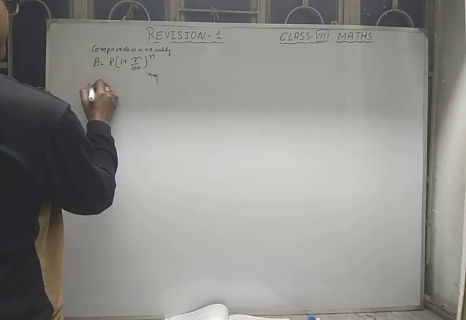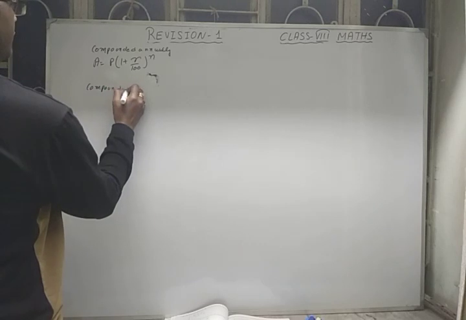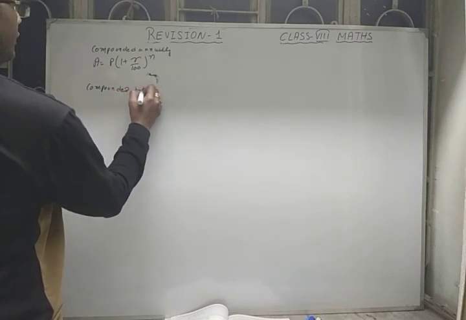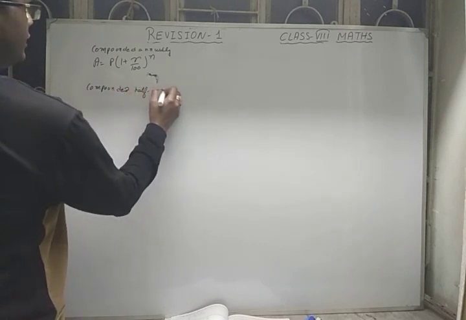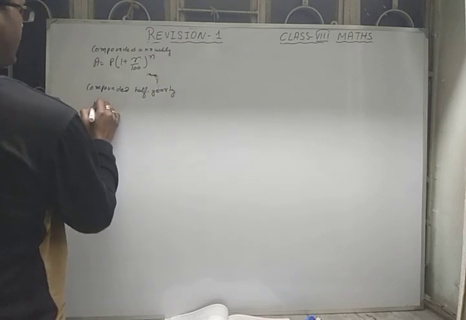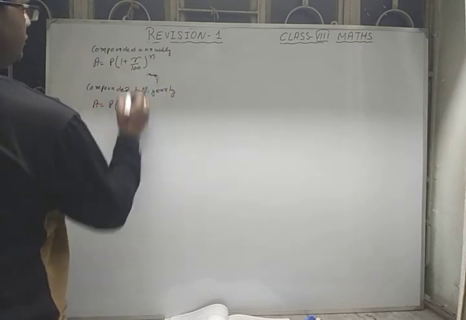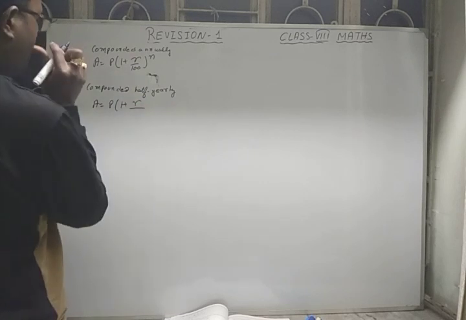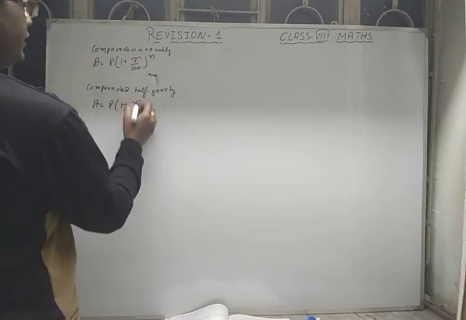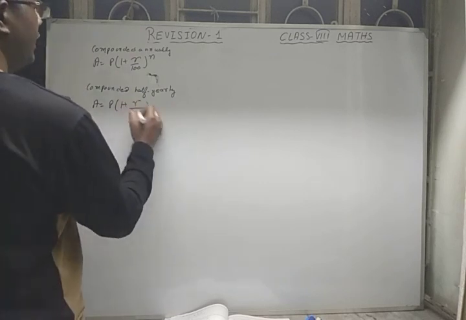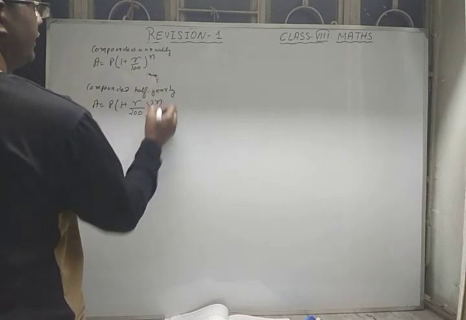For compounded half yearly or semi annually, amount equals P into 1 plus R by... you have to make the rate half, so it is R by 200, and make the time twice, so 2n.